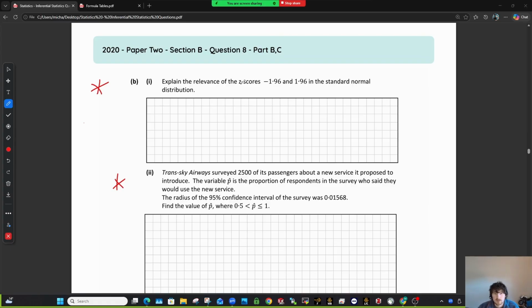So you're asked to explain the significance, the relevance of these two z-scores when we're talking about the normal distribution. So to be honest, you'd be waffling a bit if you didn't draw a diagram to explain this, okay? The diagram actually answers the question pretty much. So the reason these are pretty relevant or significant is because between those two z-scores, what's the area?